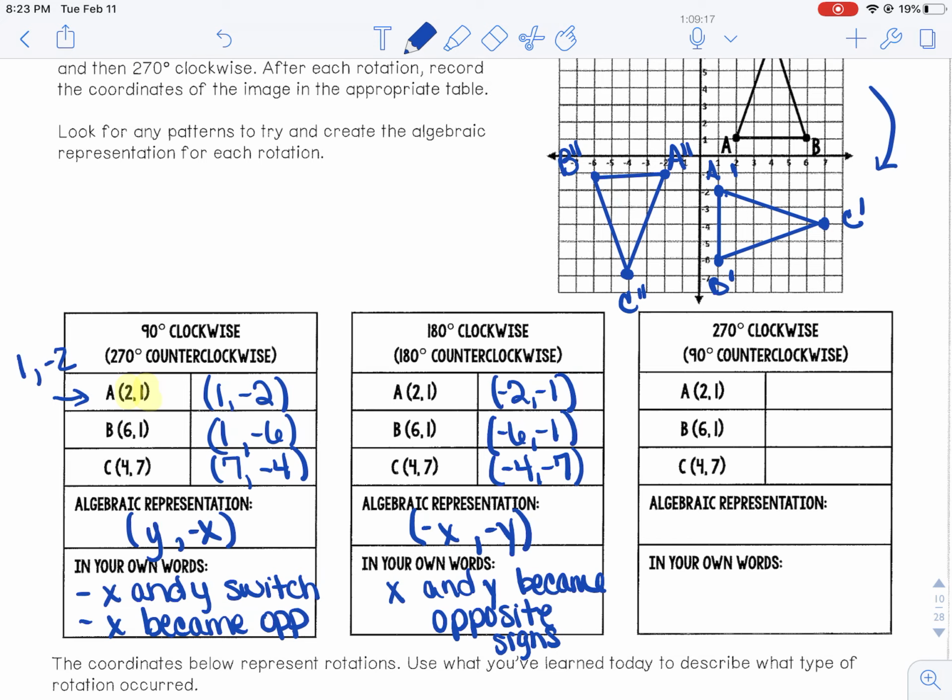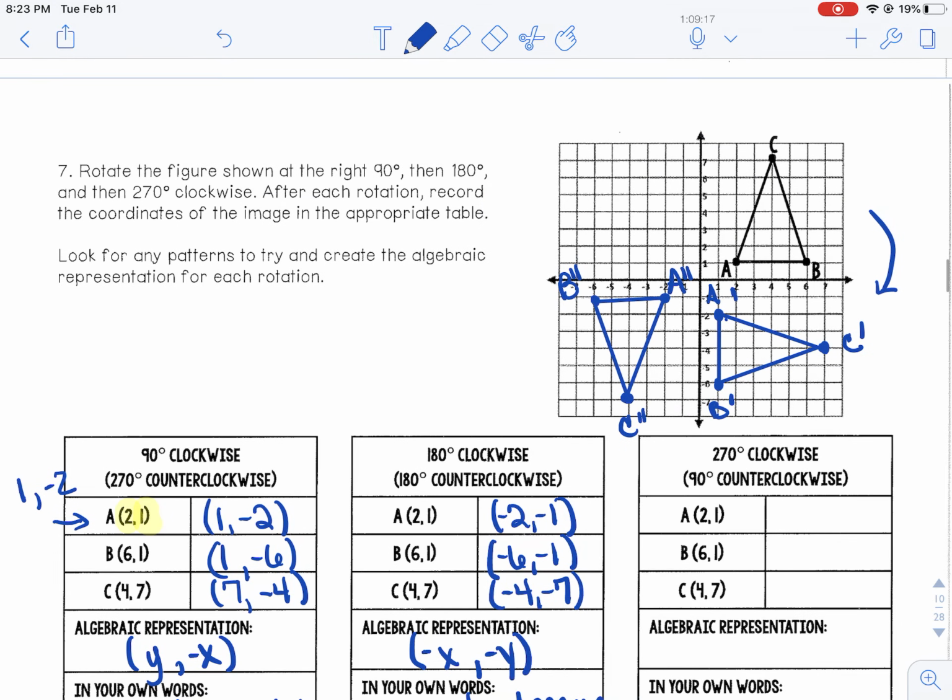Okay, let's take a look at the 270 degrees clockwise turn or 90 degrees counterclockwise turn. It might be easier for you just to do one turn that direction, and you might be able to see it a little better. But when you do, you're going to have 2, 1 right here. Or I'm sorry, that's actually -1, 2, isn't it? Okay, B is going to be at 6, 1. And C will be at -7, 4.